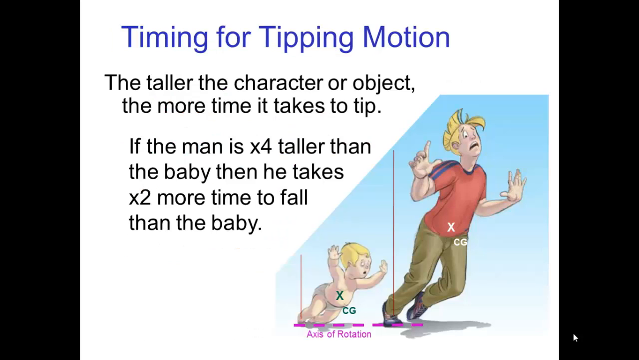The timing for tipping motion depends on the size of the object or character that's falling. The taller it is, the more time it takes to tip over. For example, if the man is 4 times taller than the baby, then it takes him twice as long to fall.